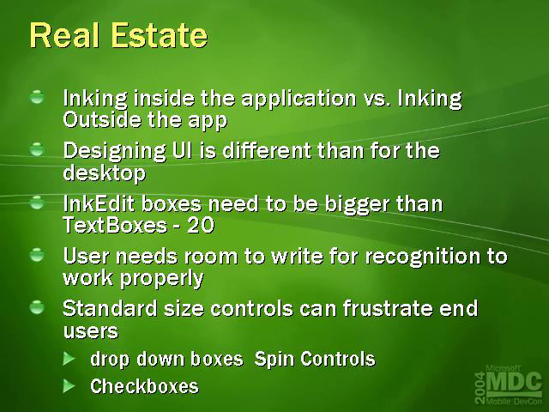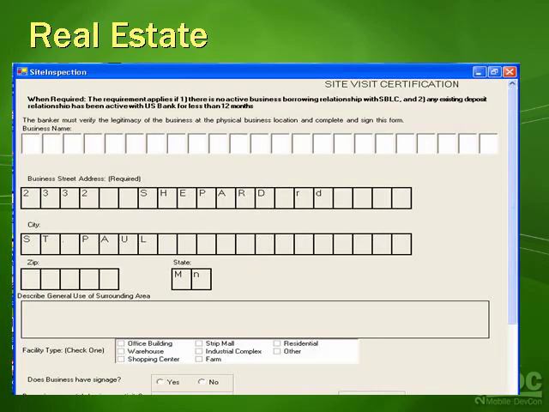Things like when I drop a text box on a Windows form, a text box is 20 pixels high. For me to ink inside of a 20 pixel high text box can be difficult to do. So you have to keep in mind, do I want to ink inside the form? Do I want to ink outside the form? If I ink inside the form, I run into things like this, where I'm making things bigger in order to capture the ink. My forms aren't going to be the same. And it's just a design consideration. Do I want to change the way the form actually looks and feels on paper to what it translates to on the screen?